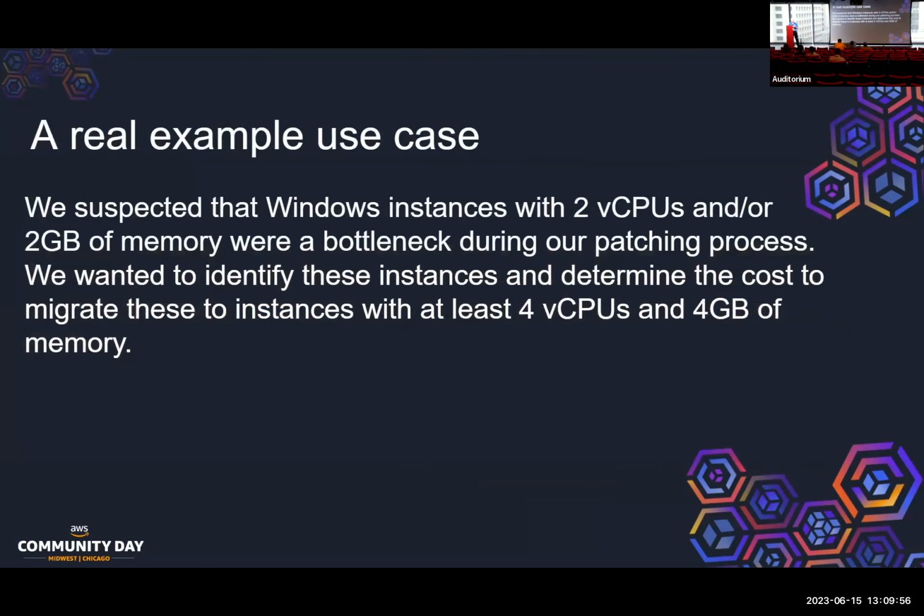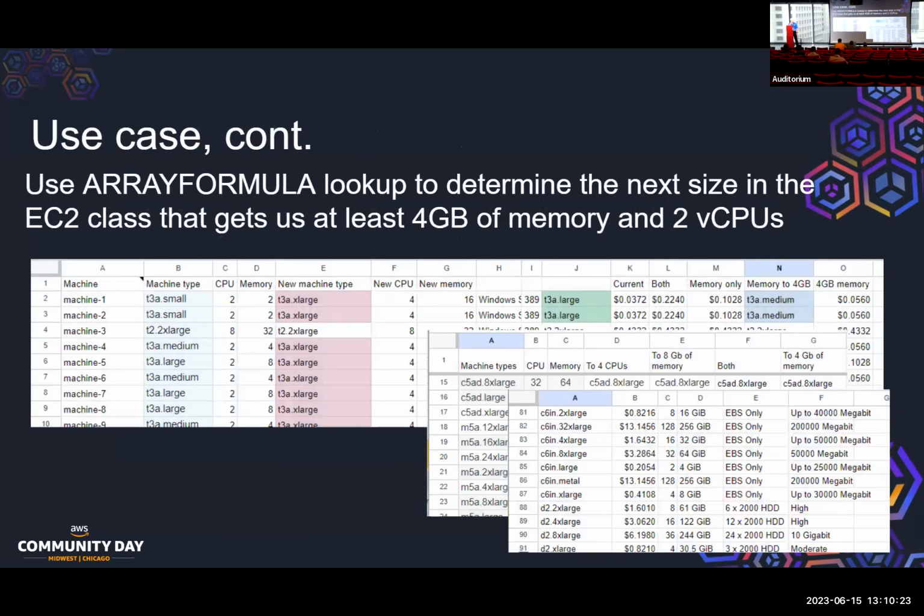We had a question that we were hoping AWS Cost Optimizer could help us with. It ended up being more of an inventory situation, but this is what we did. We suspected the Windows instances with 2 CPUs or 2 gigabytes of memory were a bottleneck during our patching process, and we wanted to identify those and see how much it would cost to get those upgraded to something with more memory and more CPU.